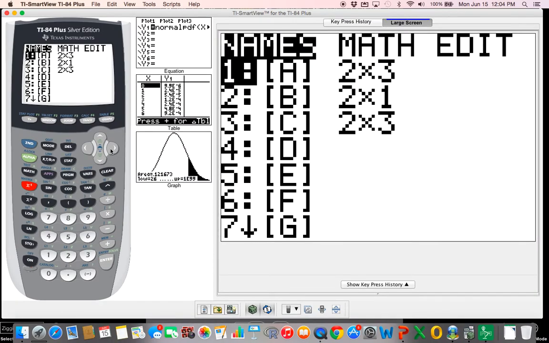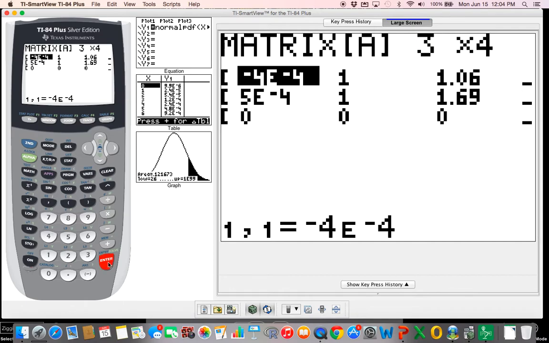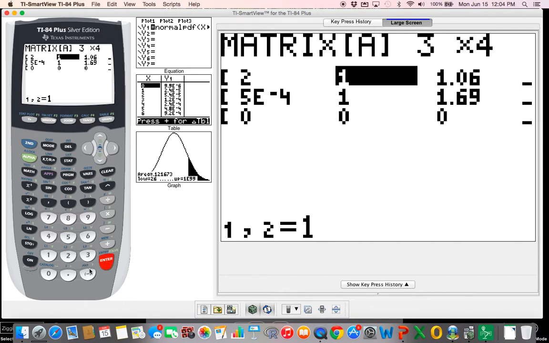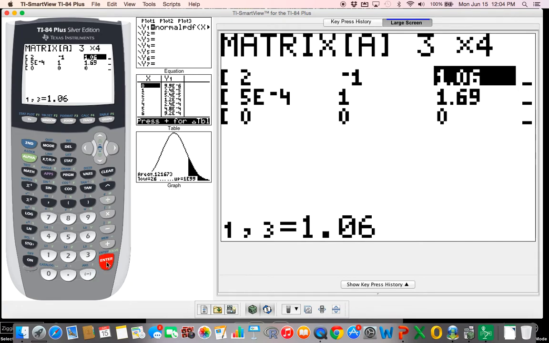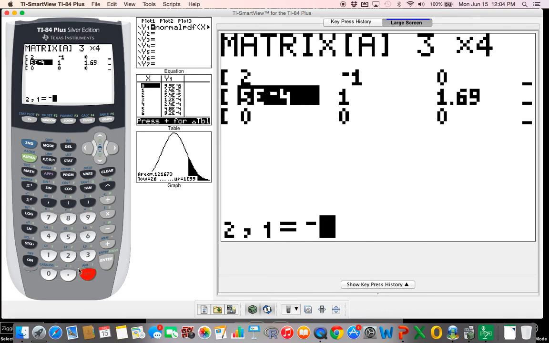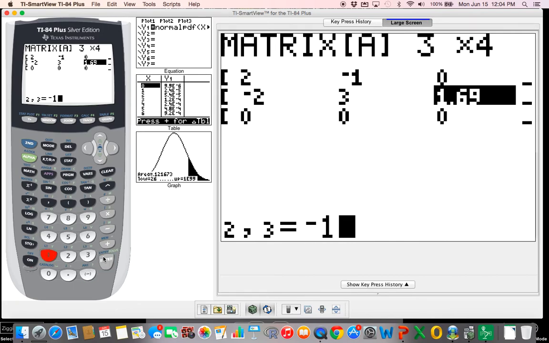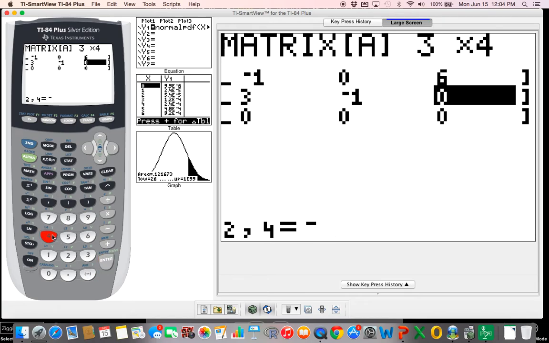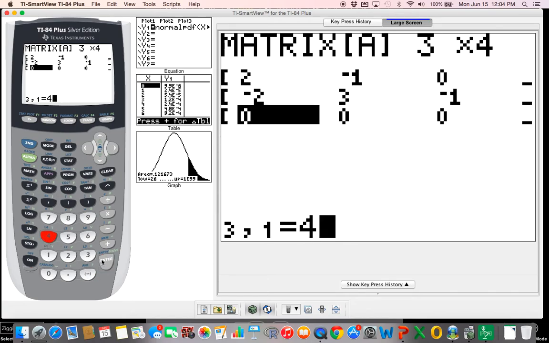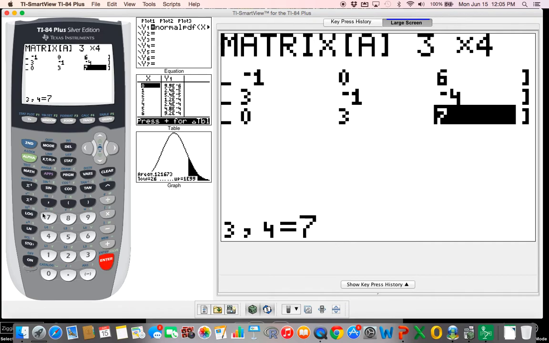So matrix, guys, we should be really good at this. So this is going to be a 3 by 4. All right, so 2, -1, 0, 6, -2, 3, -1, -4, 4, 0, 3, 7. All right, so let's get out of there.